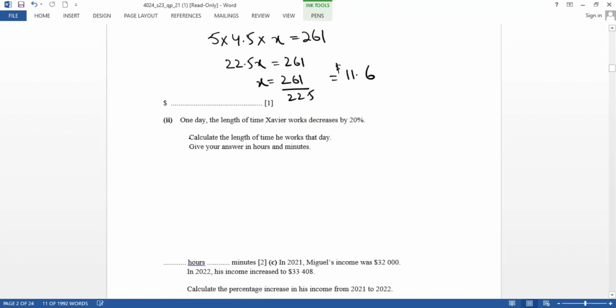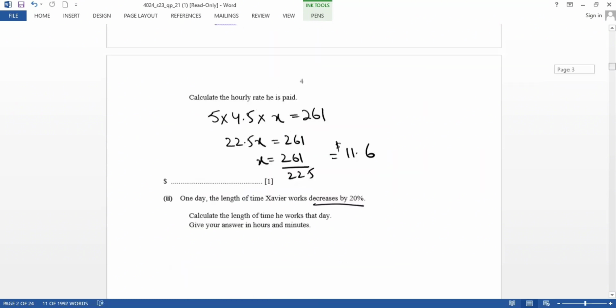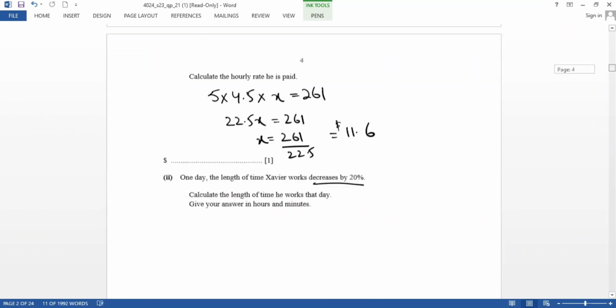One day, the length of time Xavier works decreases by 20%. Calculate the length of time he works that day. Give your answer in hours and minutes. As his work decreases by 20%, now he's working for 80% of the hours. He worked for 4.5 hours.